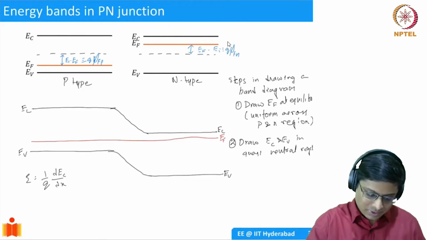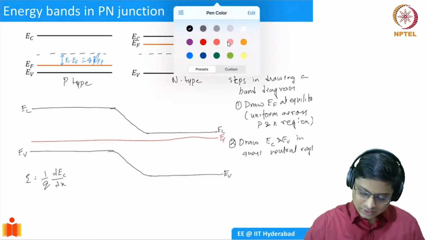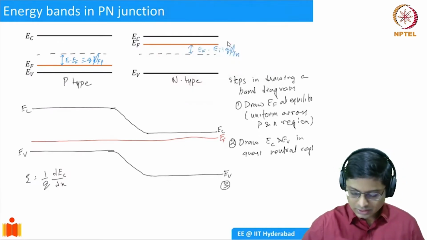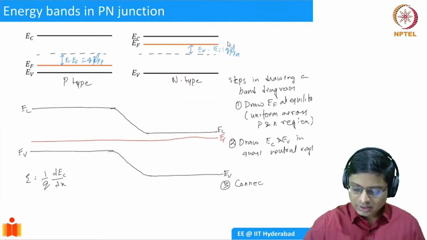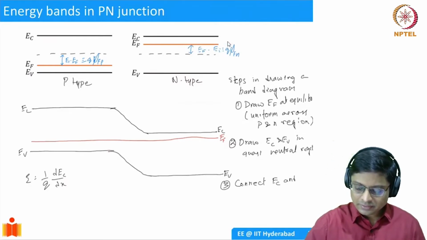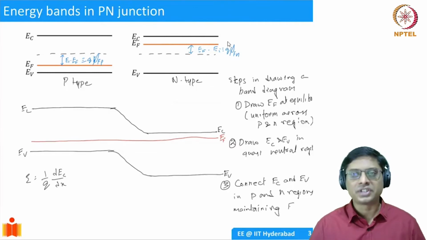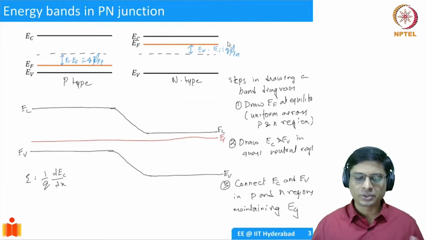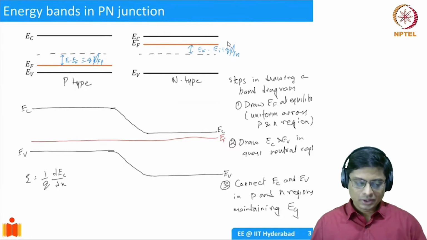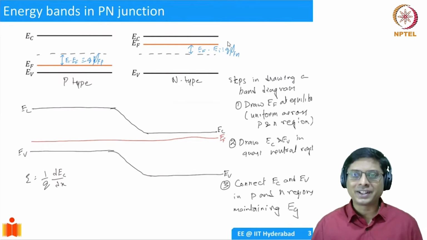basically the third step in your recipe is connect EC and EV in P and N regions, maintaining EG. You can't change EG, right? Because it's a material property. And just because we just put them in contact, that cannot change. Unless the lattice structure changes, EG is not going to change. Okay. So that's it. You have your band diagram.